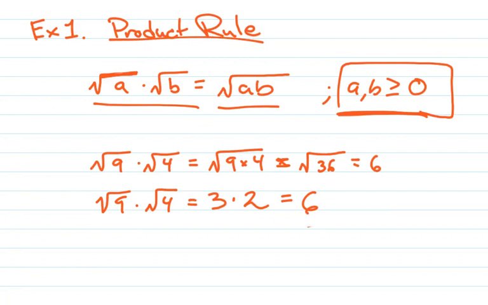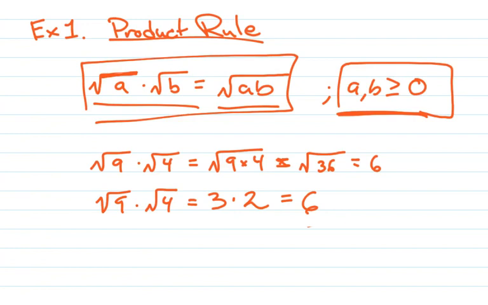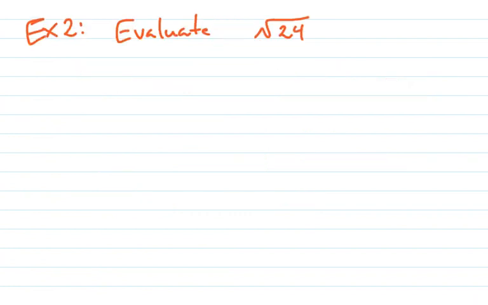So this is a nice property, this product rule. It allows us to split apart square roots into 2 different pieces and evaluate them. On to the next example.